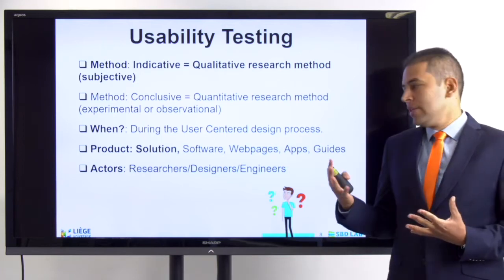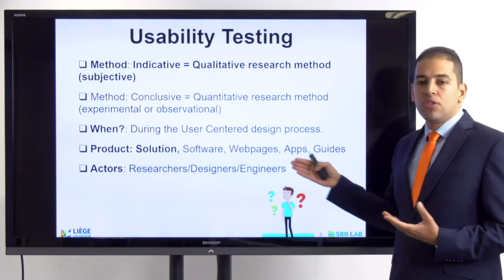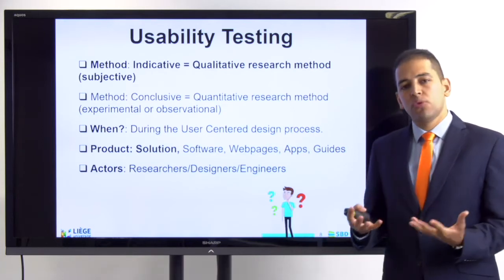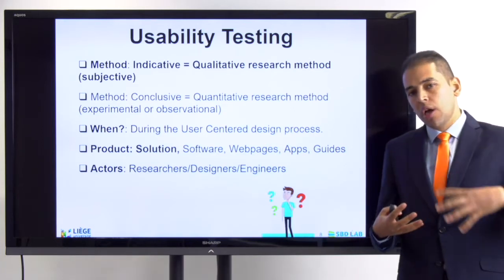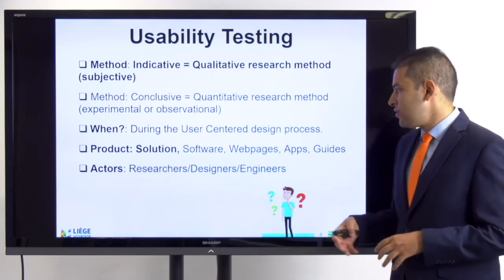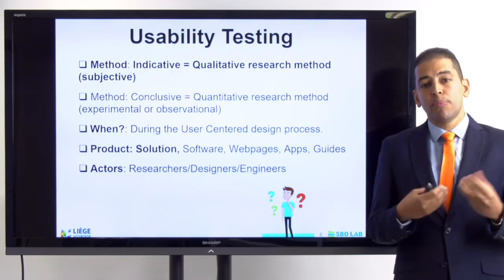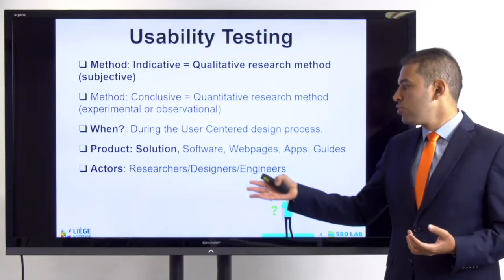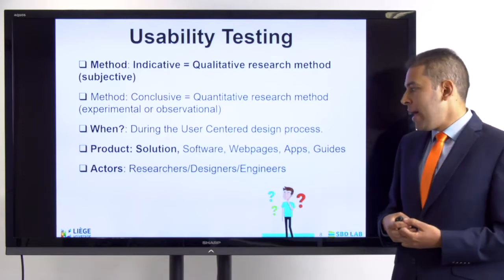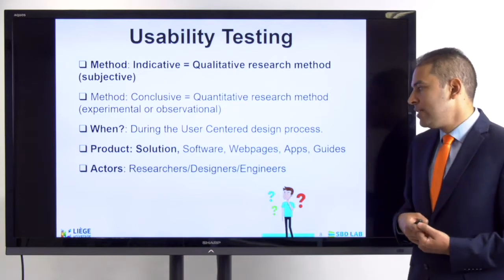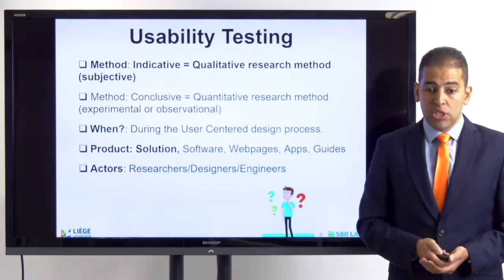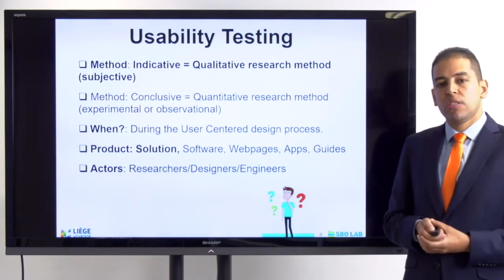Now, when do we do usability testing? It's mainly done during the user-centered design process. So we must be in a design process for a product, for a prototype, for a solution, and we would like to have the feedback from the potential users during this user-centered design process. When we talk about the product that needs to be tested, I'm talking about solutions, software, web packages, application guides, and so on. And the main actors that will conduct the usability testing, in the context of today's presentation, are researchers, designers, or engineers. This is the audience that the presentation is catering for.